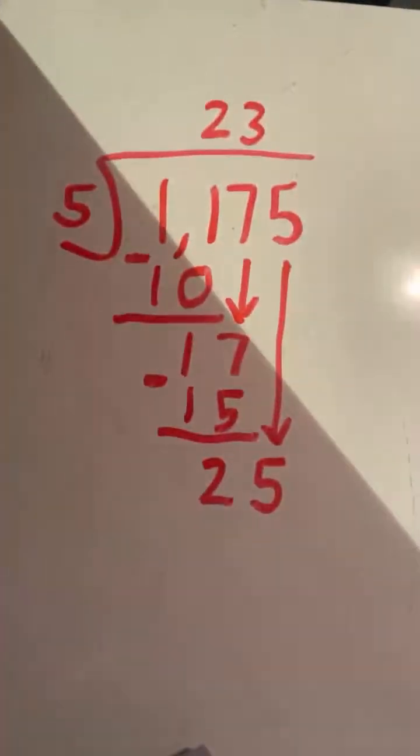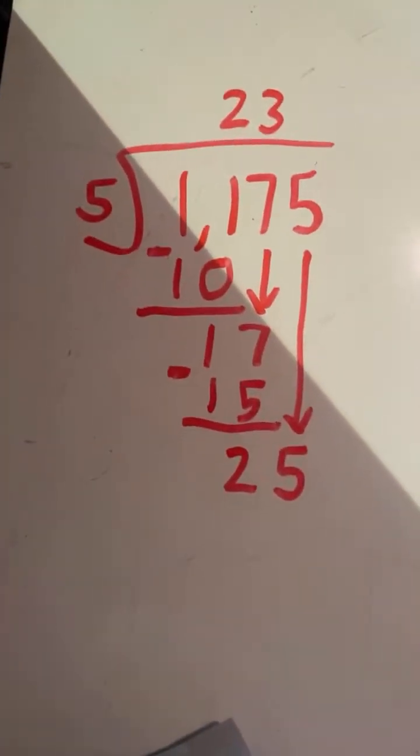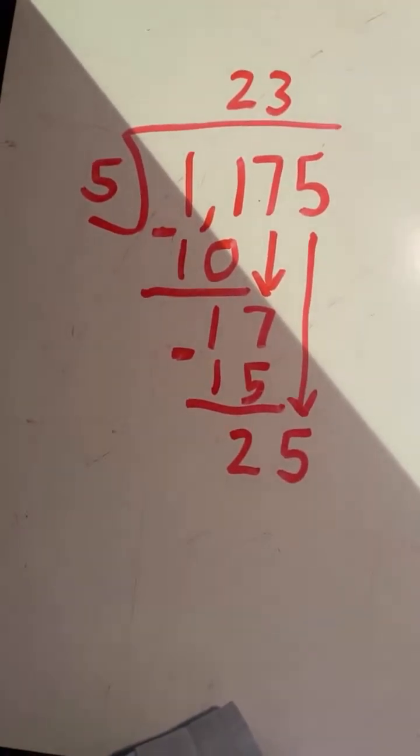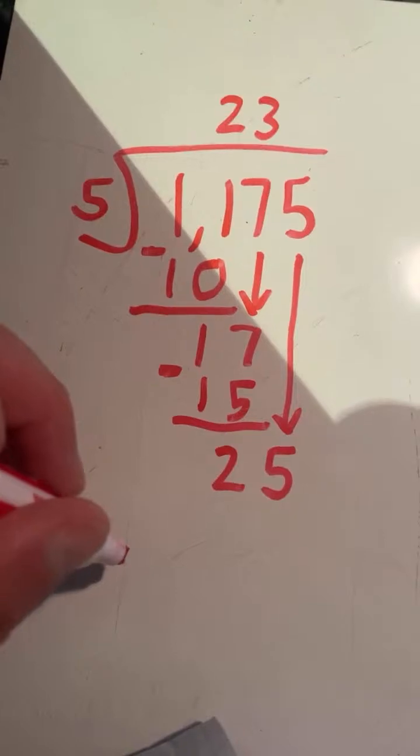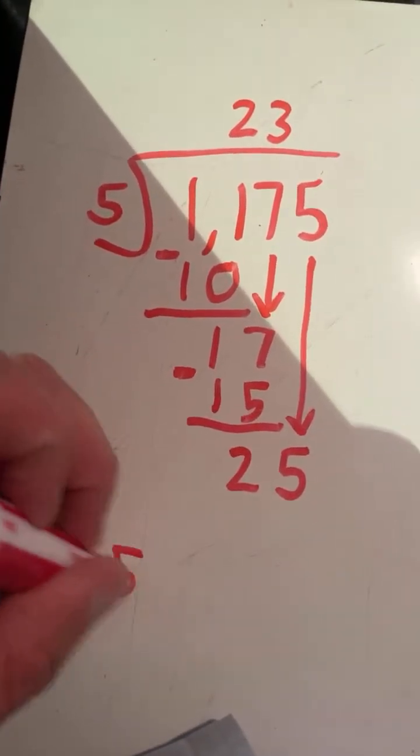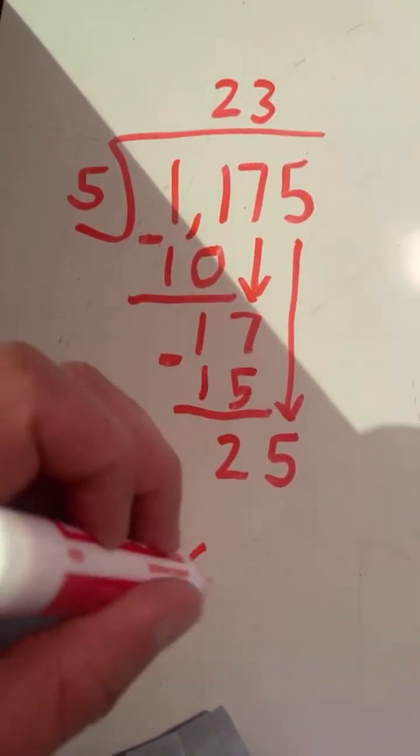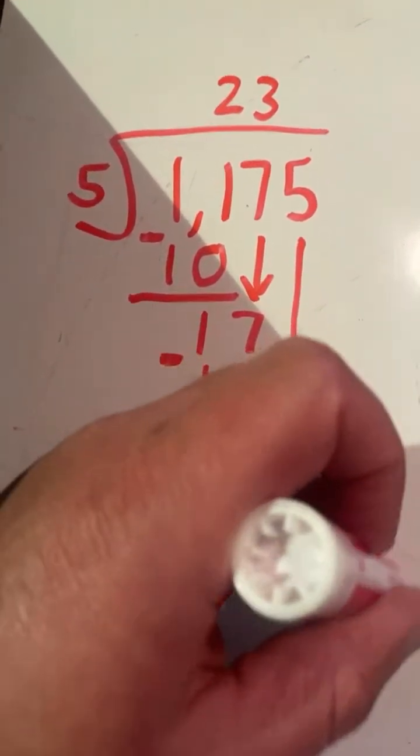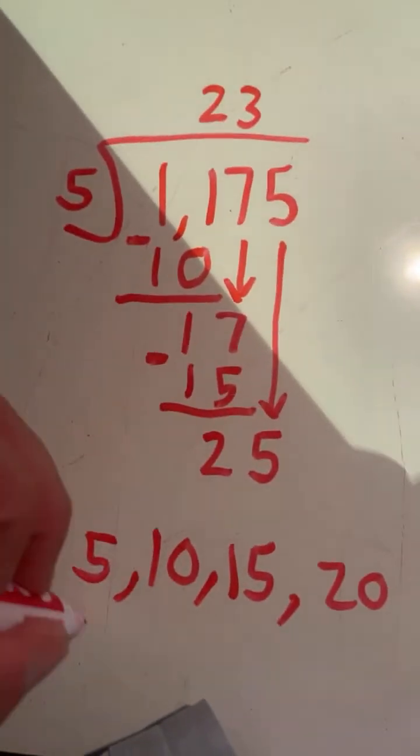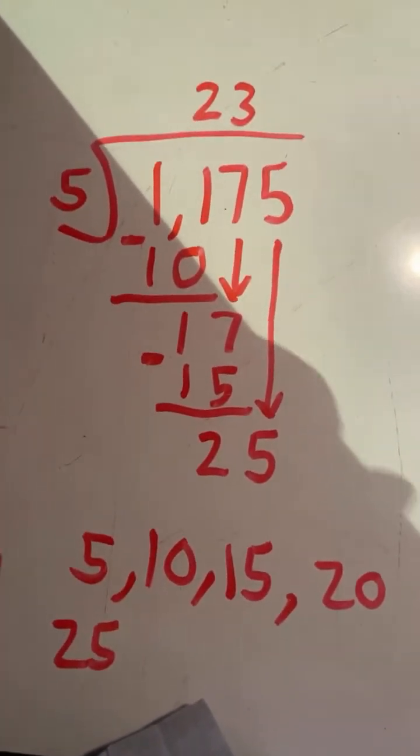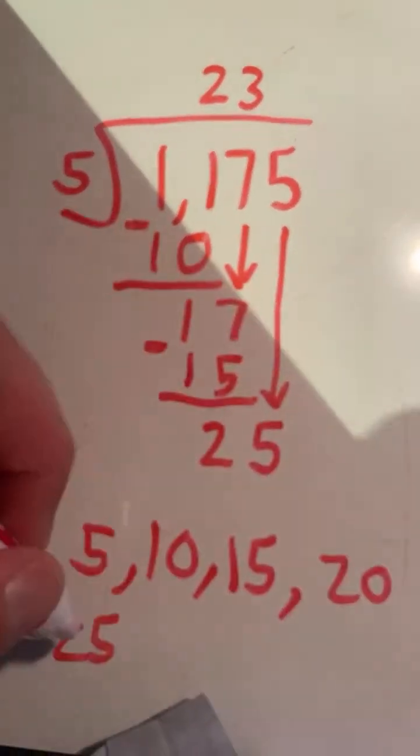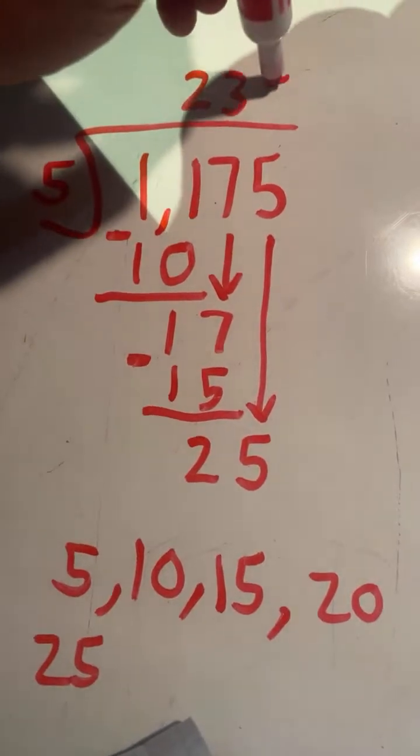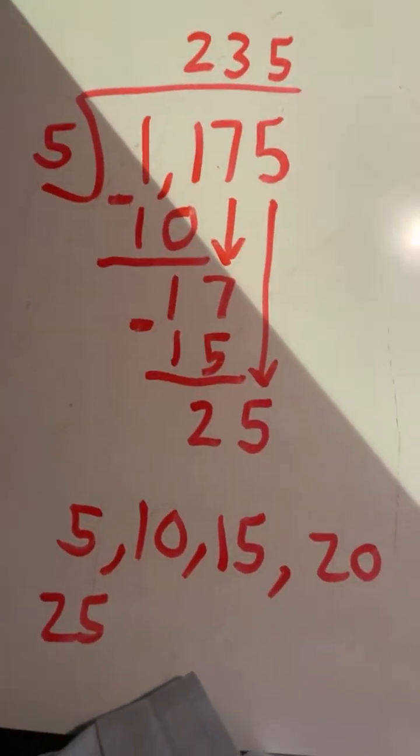Bring down the 5. Now that 2 becomes a 25. And I got to figure out how many groups of 5 go into 25. 5, that's one group of 5. 10, two groups. 15, three groups of 5. 20, four groups of 5. 25, 5 groups of 5. So I was able to get 1, 2, 3, 4, 5 groups of 5 within 25. 25 divided by 5 equals 5. And it looks like there is no remainder.